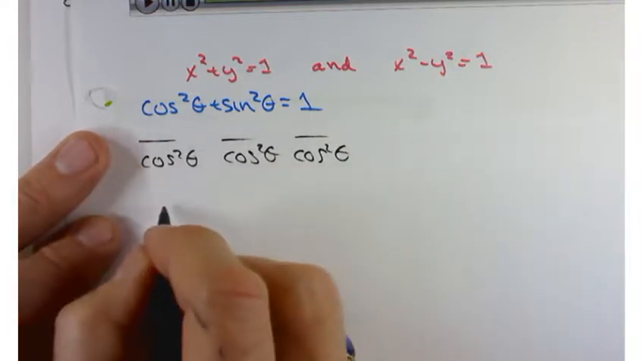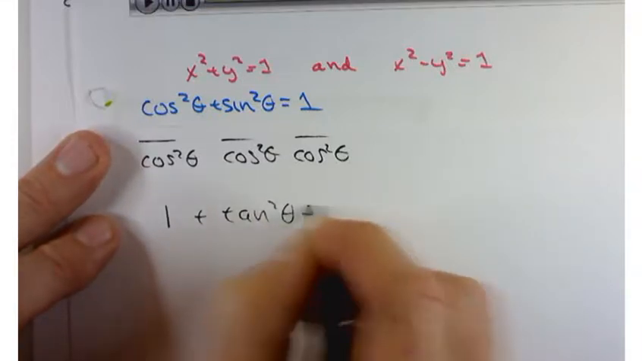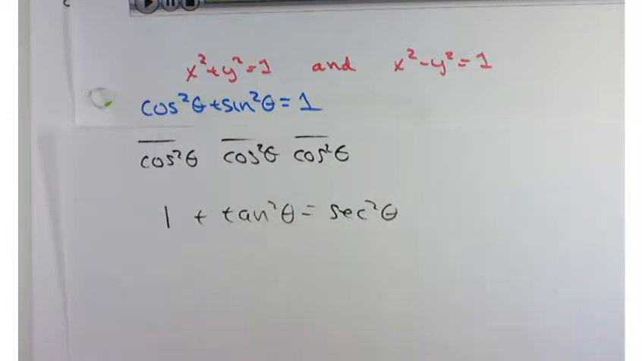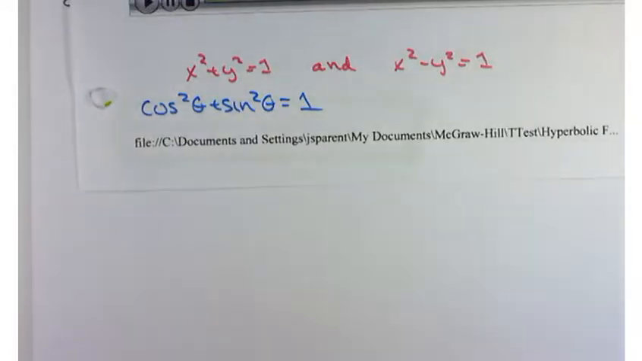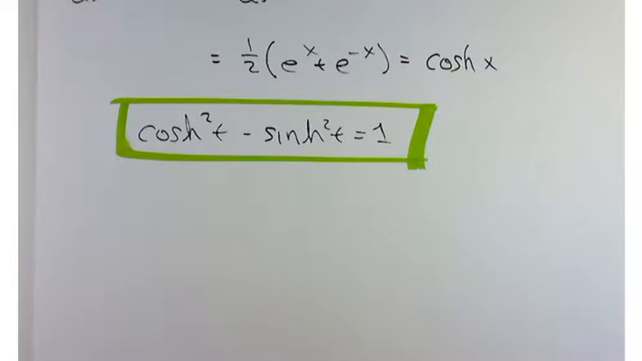then I get a new identity. I get 1 plus tangent squared of theta equals secant squared of theta. And so now I got a new identity. So just so much can follow from that one identity that it's the one that I choose to have you know. We'll also use it in one of our integration problems. So appreciate the question.